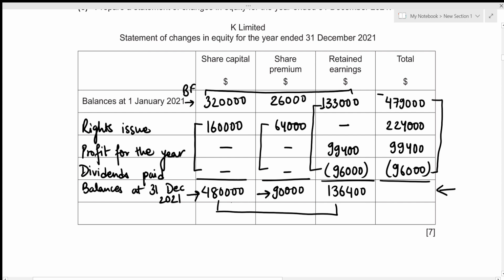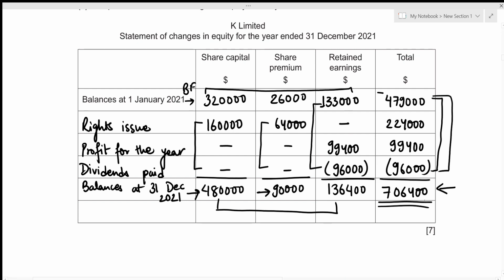So let's add these three amounts. That's 480,000 plus 90,000 plus 136,400, which results in 706,400. Now let's add these amounts. That's going to be 479,000 plus 224,000 plus 99,400 minus 96,000, which also results in 706,400. That means that our statement of changes in equity is correct. And this concludes the third part of this question. Now we can move to the fourth one.